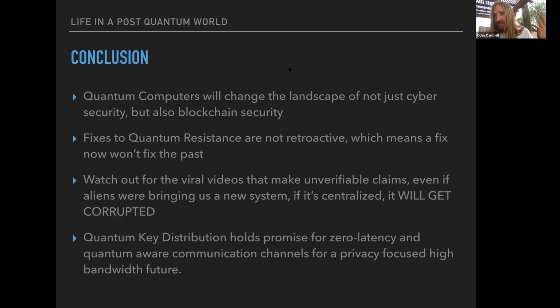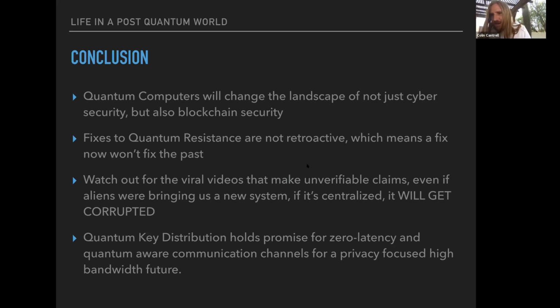So after this garrulous speech, I will conclude by saying basically quantum computers are going to change the landscape of not just cybersecurity, but also blockchain security. The fixes to quantum resistance are not retroactive, okay, which means a fix now will not fix the past, and blockchains are immutable systems. So even if you do move your keys out of old private keys, those old public keys can still get cracked. They're still on the blockchain. You're just making them have 0 Bitcoin in them, right? But they're still going to get broken, right? So it's better to clean this up as soon as possible rather than after the party.